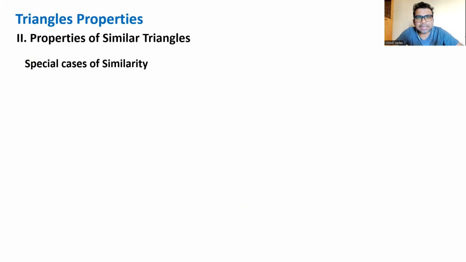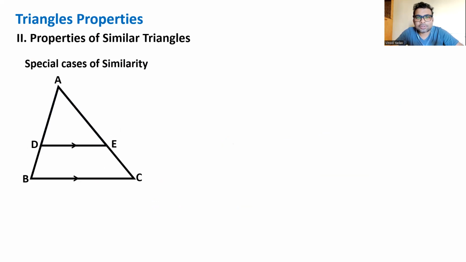Now, special cases of similarity. See this situation. Can you see if DE is parallel to BC? These two angles are equal, corresponding. Similarly, these two are equal, corresponding. This is enough to prove those two triangles similar. Third angle तो by default equal होगा. So you can say ABC will be similar to ADE.